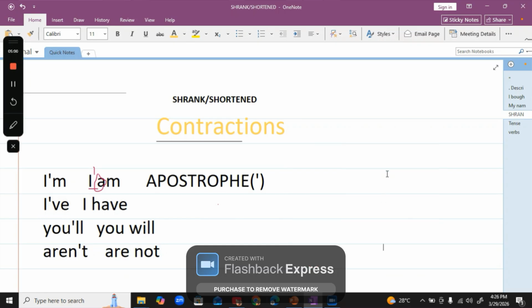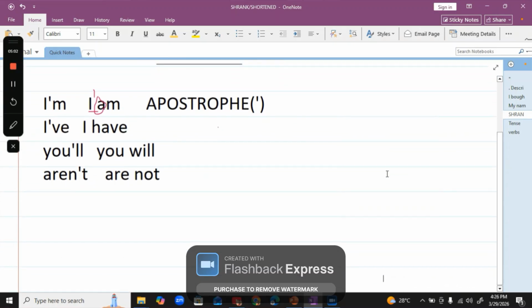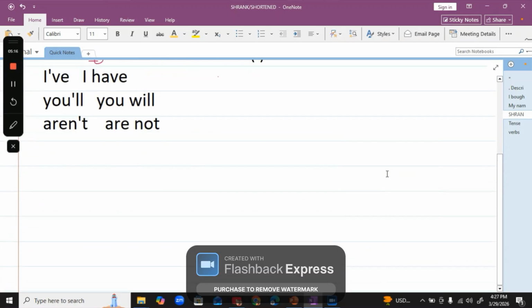So let's do a small exercise. It's a very simple procedure, and we have already used it many times in our language. While talking, while speaking, we use many contractions. For example, wouldn't, will, I'll, isn't, can't, aren't, weren't, and there are so many other contractions.